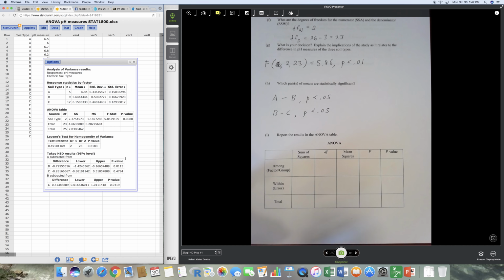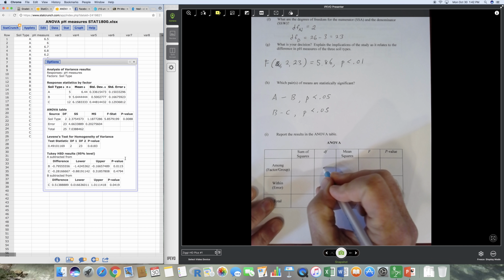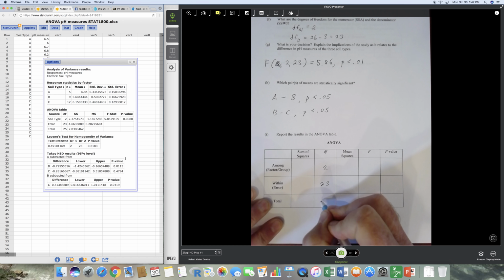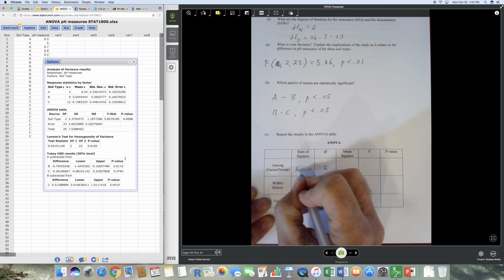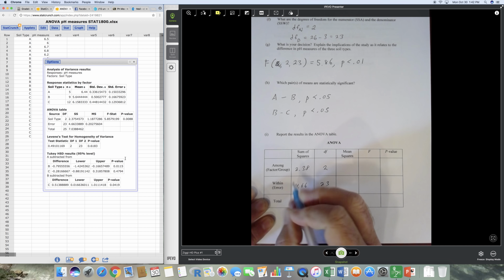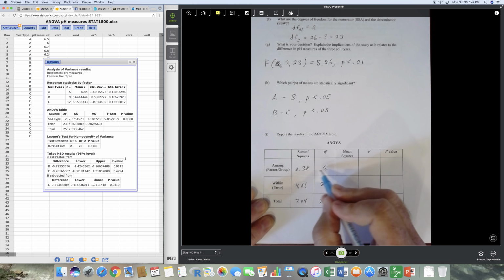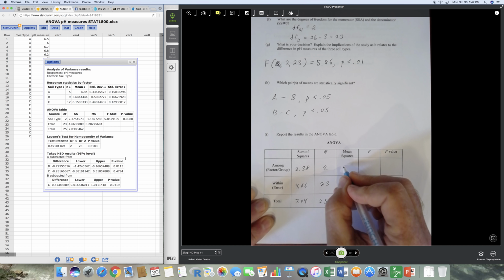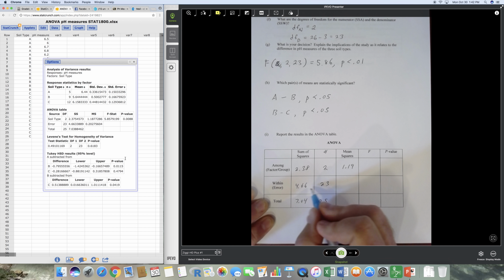Okay, so guys, sum of squares. I'm just going to copy my degrees of freedom, 2 and 23, and 25. So my sum of squares is 2.38 and 4.66 and 7.04. Guys, remember, to get mean square, you take this number, divide by 2. Mean square, that number divided by 2.